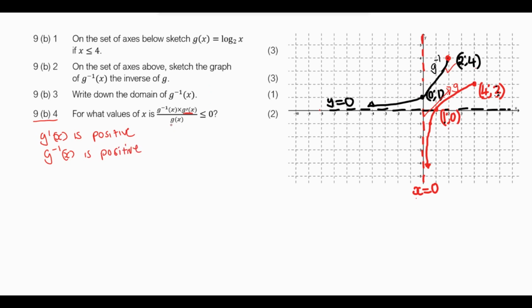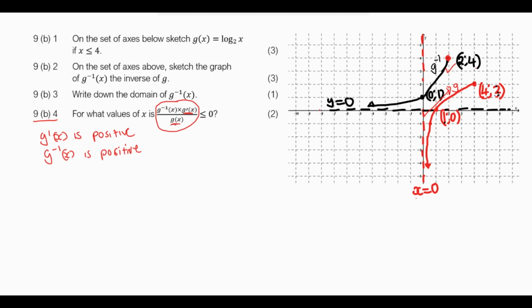Now we're left with our denominator, g of x. This is the one which will determine the values of x that we want. For this whole thing to be negative, because less than or equal to 0 means it should be equal to 0 or negative, g of x must be negative.